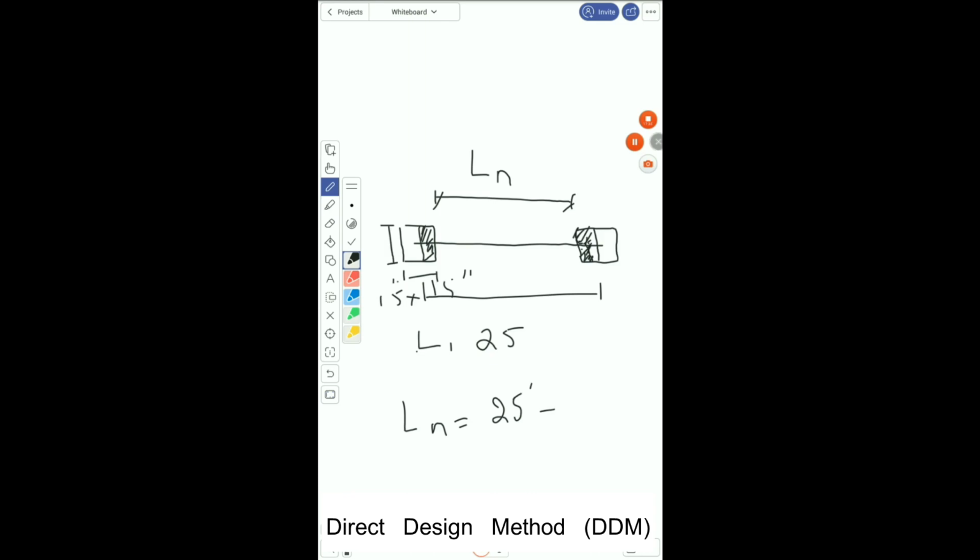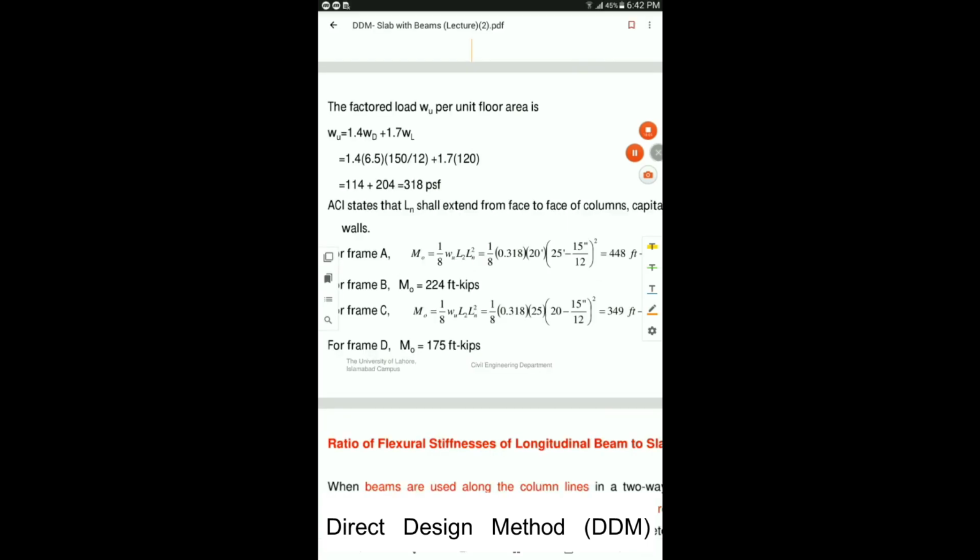So half of 15 inch from here and half of 15 inch from here. So overall you have to subtract a total of 15 inches. So you will write here 15, because you cannot subtract inches from feet, you have to make it consistent. So we'll divide it with 12, and this will be the value of Ln. I hope this is clear.